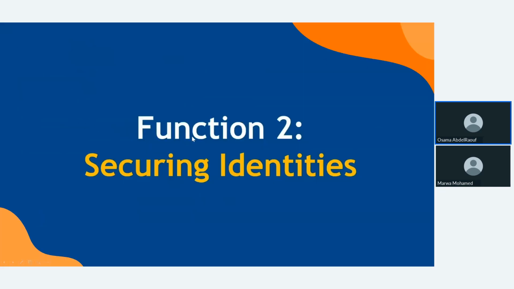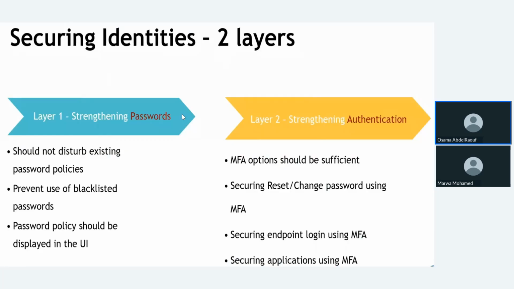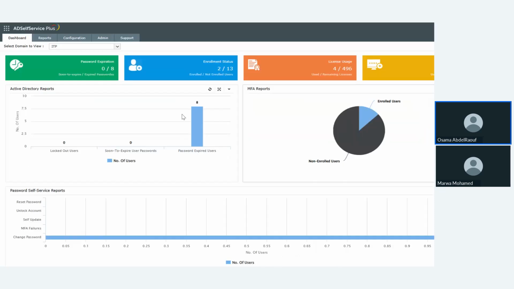Second function is securing identities. Now we have used AD Manager to create users over multiple platforms. Second one is to secure them using AD Self. AD Self-Service provides two layers of security. First layer is password strengthening. Second layer is MFA, multi-factor authentication. So this is the portal of AD Self-Service Plus.